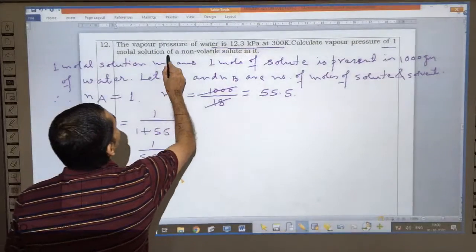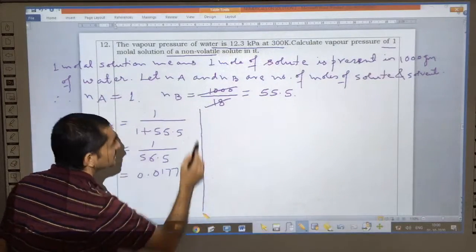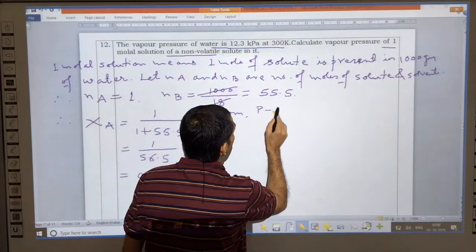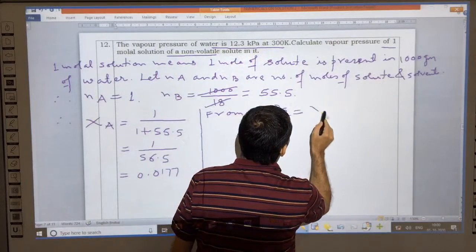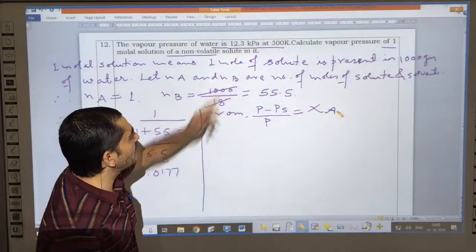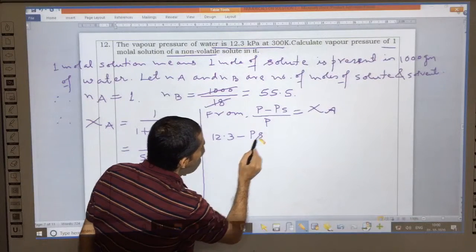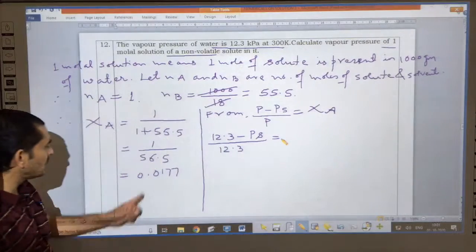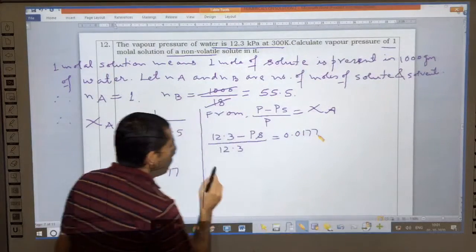We have to calculate vapor pressure of solution. Clear? From here we will calculate it from which formula? RLVP, relative lowering of vapor pressure. P minus PS upon P is equal to mole fraction of solute. What is P? P is given pure vapor pressure. 12.3 minus PS. This you have to calculate. This is given, and mole fraction of solute we have calculated just. That is how much? 0.0177. Now you solve it.